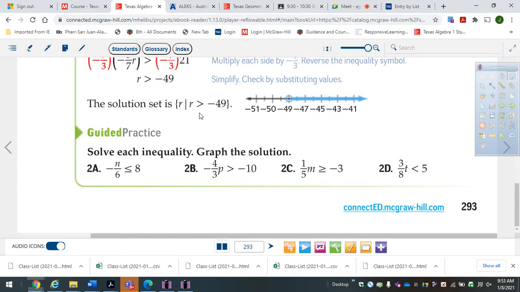Everything stays true here. You come on here, set notation: R is the answer such that R is greater than or equal to negative 49. So we go to negative 49. You see how it's going to the right? It goes to the right. I'm going to try these real quick.